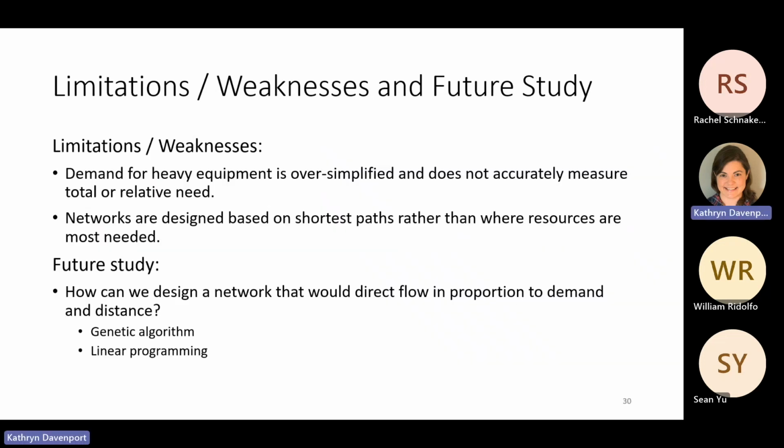So finally, limitations and weaknesses of this analysis is that demand for heavy equipment is oversimplified and does not accurately measure total or relative need. The networks are designed based on shortest paths rather than where resources are most needed. So future study, how can we design a network that would direct flow in proportion to demand and distance, potentially through linear programming or the genetic algorithm that Rachel will now cover.